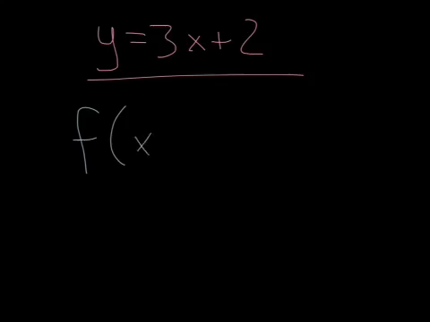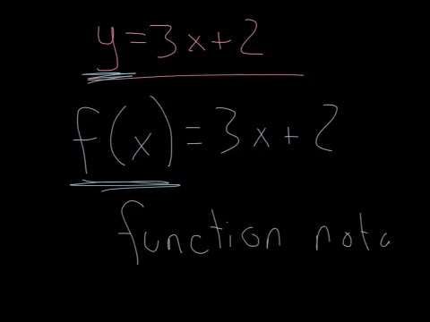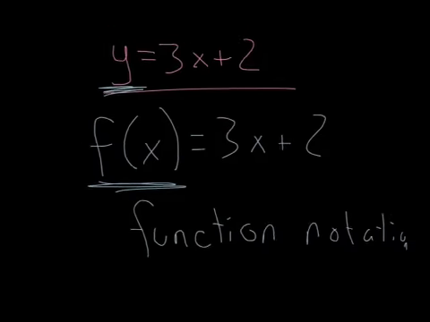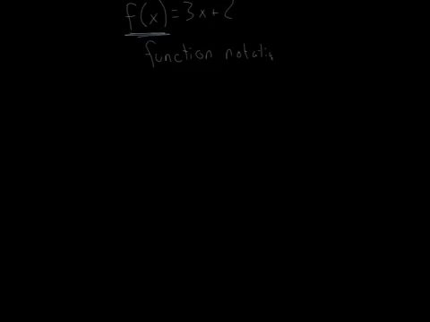So, for example, let's say we had the line y equals 3x plus 2. Now, instead of writing y equals 3x plus 2, we're going to be writing f of x equals 3x plus 2. Replacing f of x for y is how we write in function notation.